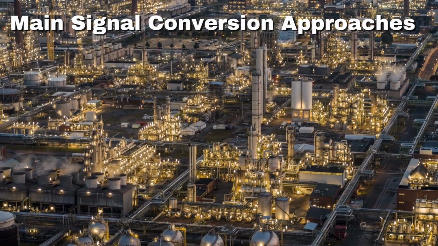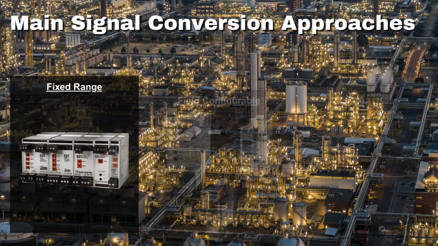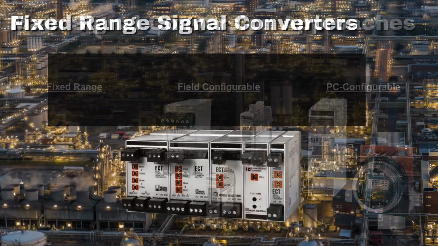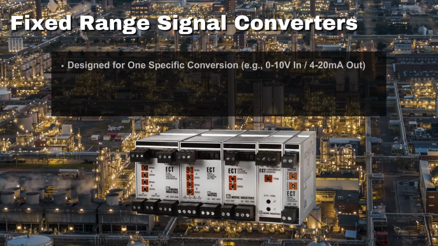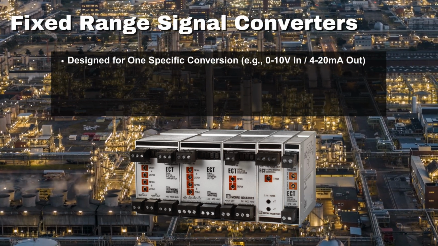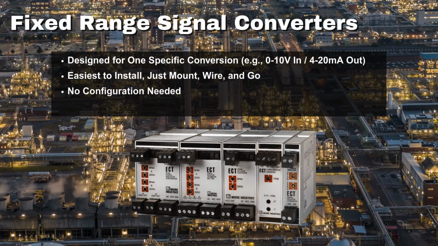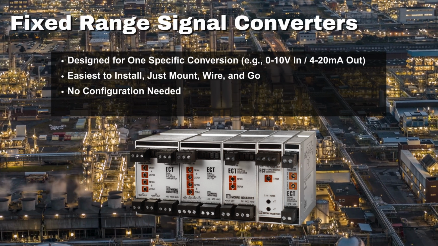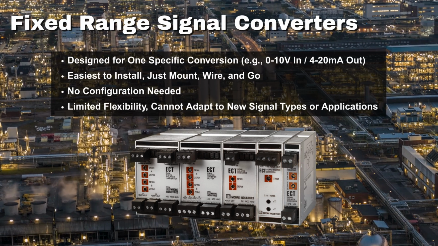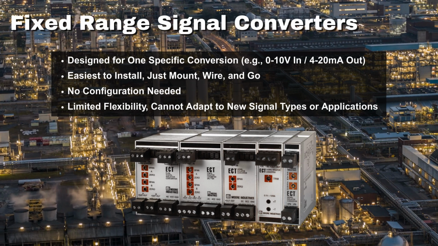When it comes to signal conversion, there are three main approaches: fixed range, field configurable, and PC configurable signal converters. A fixed range signal converter is designed for one specific task, like converting 0 to 10 volts into 4 to 20 milliamps out. It's simple to install, just mount, wire, and go. But that simplicity comes at the cost of flexibility. If your application changes, a fixed range converter can't easily adapt to new signal types.